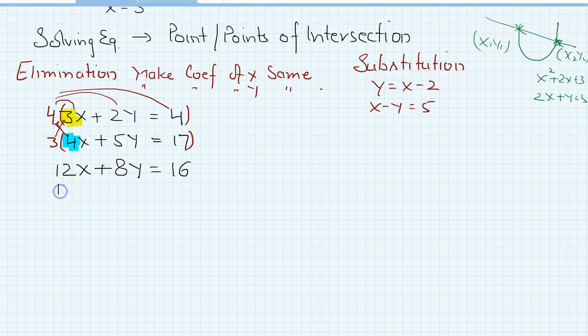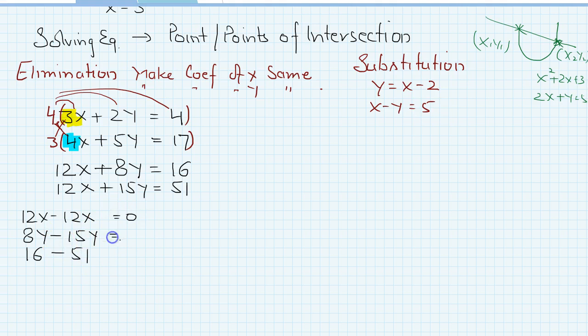In the same way, I'm going to multiply the second equation by 3. So I'm going to get 12x plus 15y is equal to 51. That's what I've done. Now what I'm going to do is subtract. So 12x minus 12x, 8y minus 15y, and 16 minus 51.